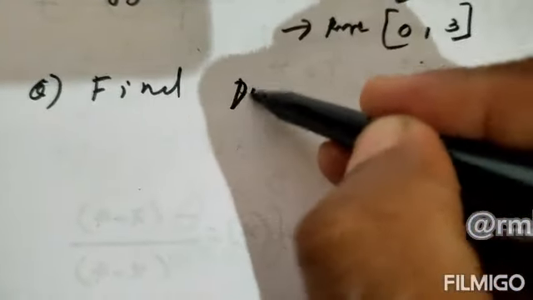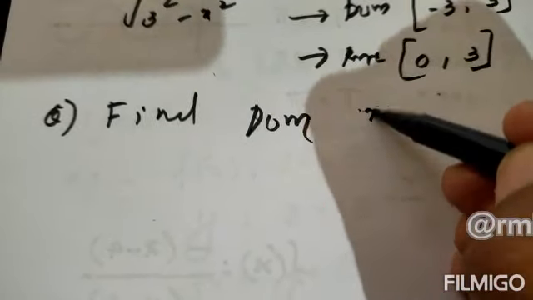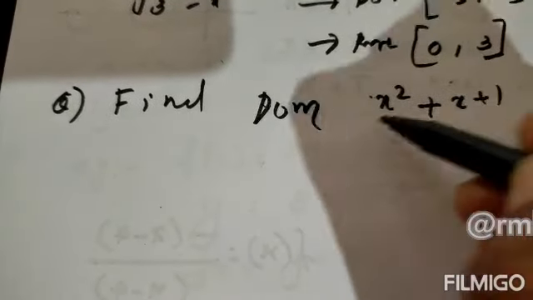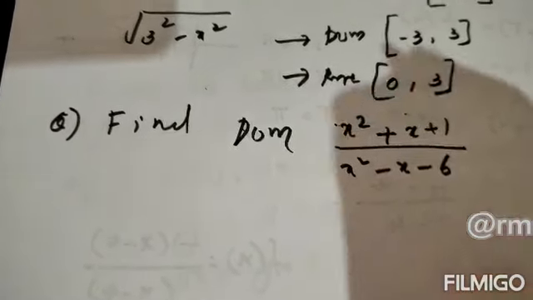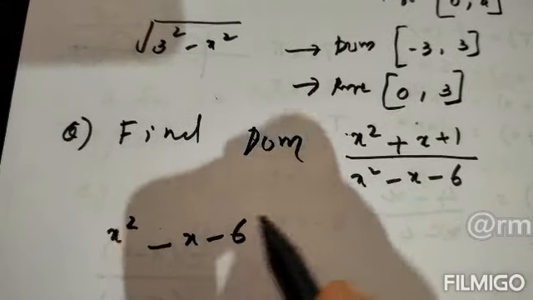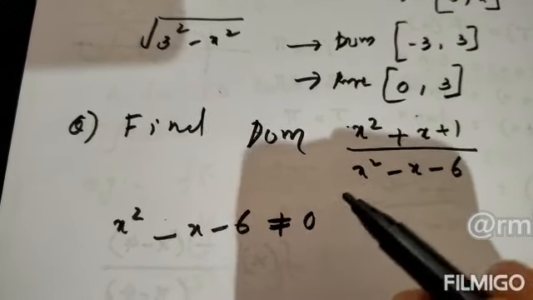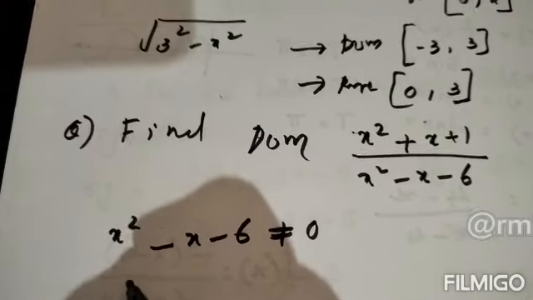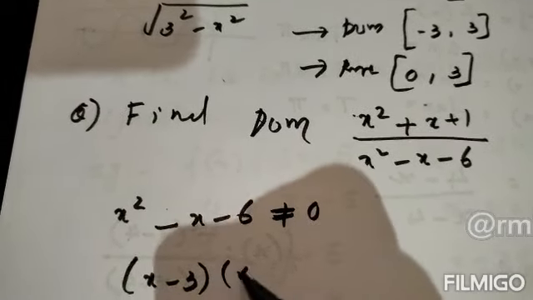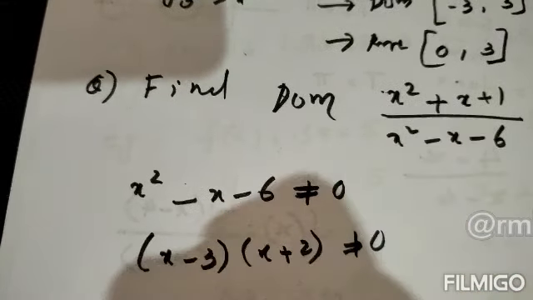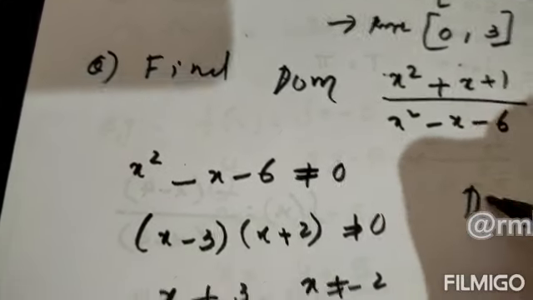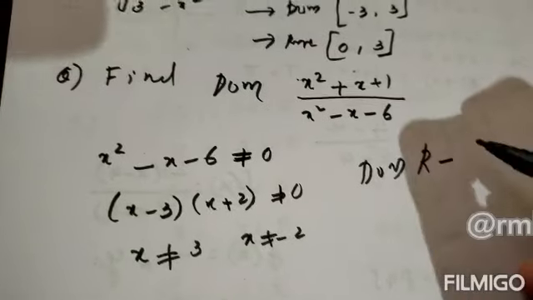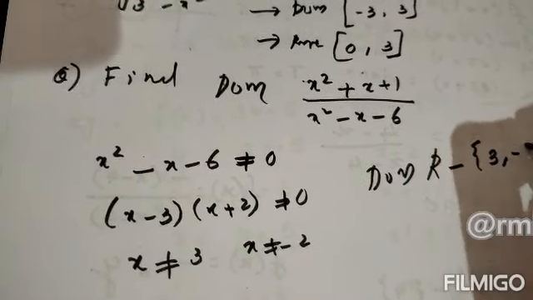Another one is, find the domain of the function f(x) = (x² + x + 1)/(x² - x - 6). Take x² - x - 6 not equal to 0, a rational function, denominator always not equal to 0. By factorization it is (x - 3)(x + 2), not equal to 0, that is clearly x is not equal to 3, x is not equal to -2. So the domain of the function is R minus {3, -2}.